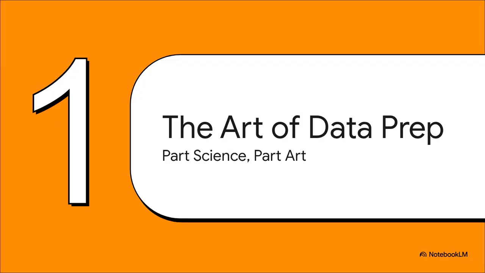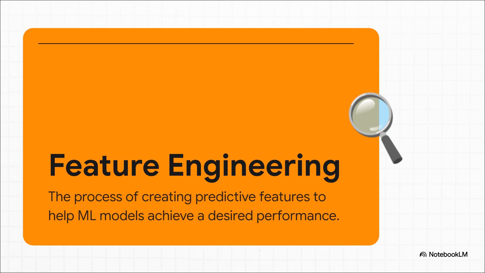This is where the magic really happens. The solution isn't always a fancier algorithm, it's actually about preparing the data more thoughtfully before you even start. It's a process that's part science for sure, but also a whole lot of art, and we call it feature engineering. So what is it really? Well, at its core, feature engineering is all about transforming that raw, messy data into clean, informative features that give the model the best possible chance to learn.